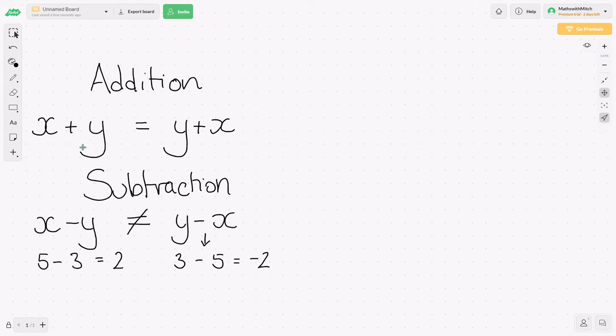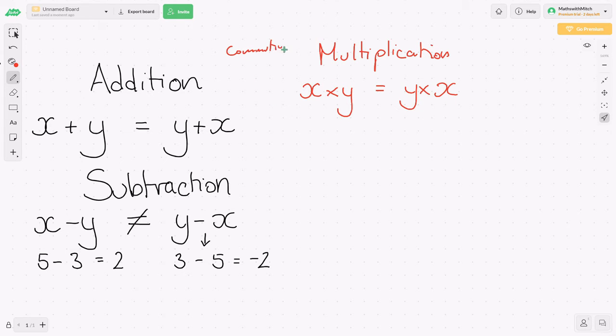So now, moving on to multiplication. Let's change the color of the pen. Let's mix it up a bit. Multiplication. Now, mathematically, it works in the same way as arithmetic. However, the way it's written might be a little bit different. So if we have x times y, again, you could say that's the same as y times x. These two are both commutative.